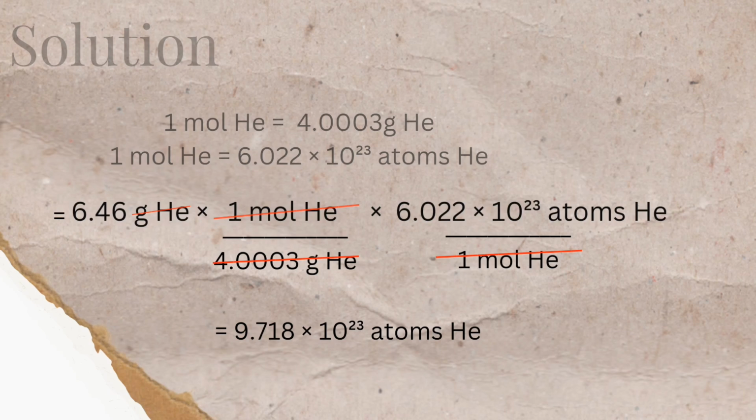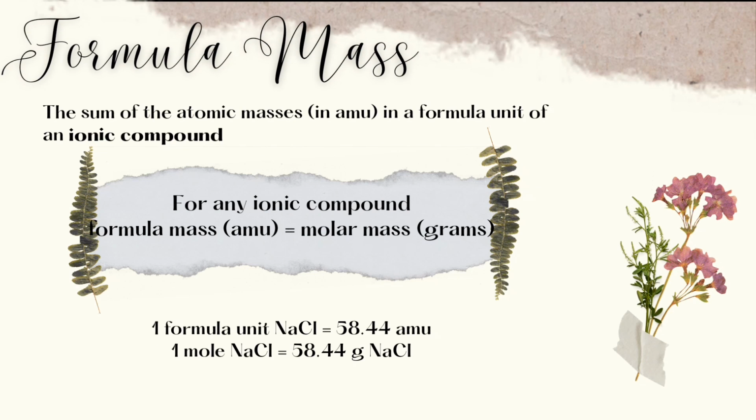The last subtopic for today is formula mass. Formula mass is the sum of the atomic masses, in atomic mass units, in a formula unit of an ionic compound. For any ionic compound, formula mass equals molar mass, so they are both the same.